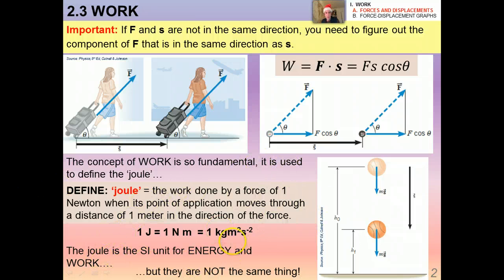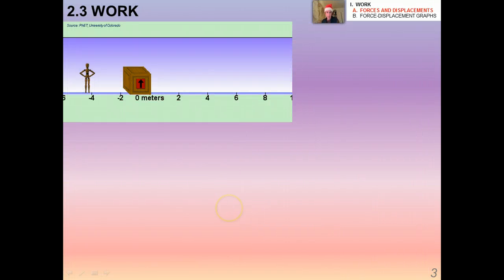Now, I need to point out something really important for you here very early. The joule is the SI unit for work. It's also the SI unit for energy. But energy and work are not the same thing. And you'll see this diagram again when we study gravitational potential energy. Very, very important. Okay? So again, energy and work both have units of joules, but these two are not the same thing.